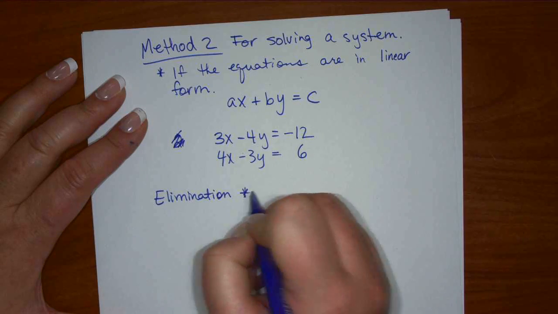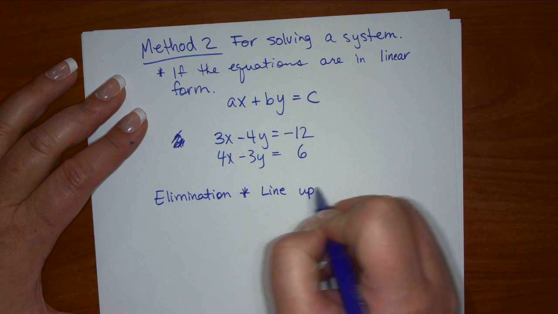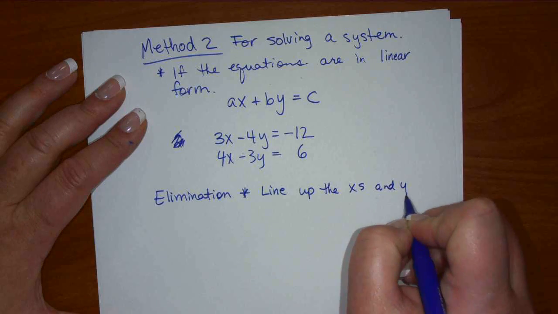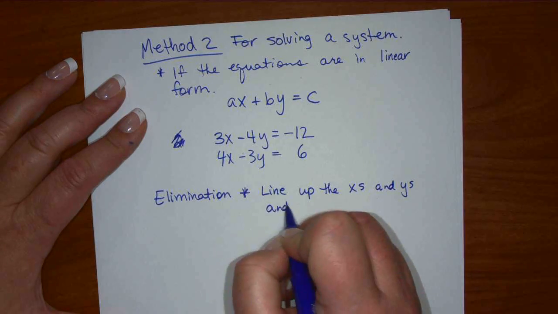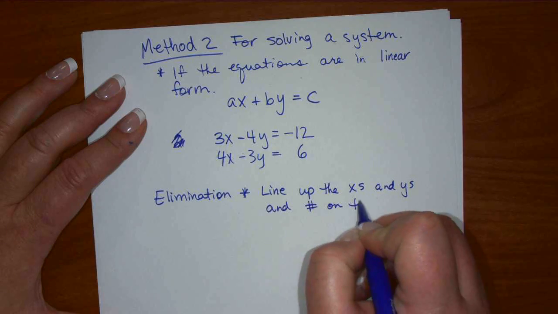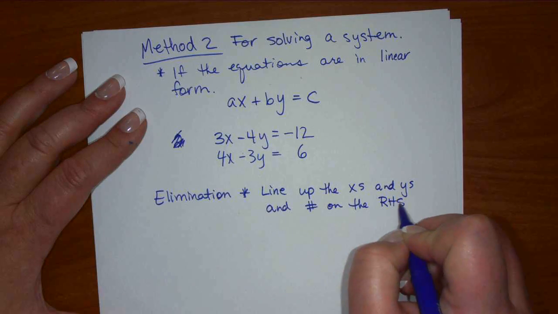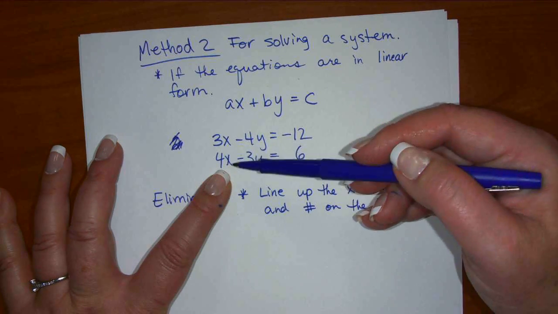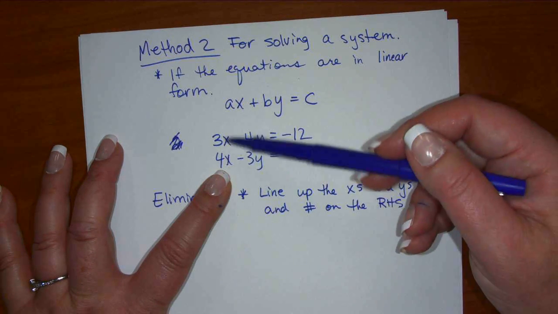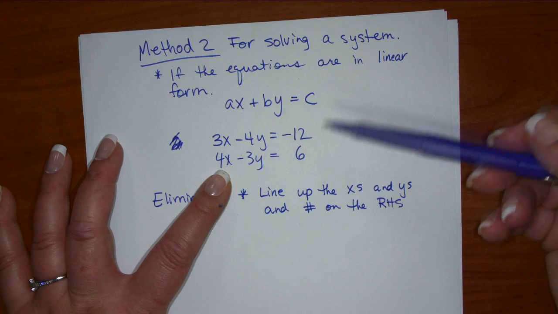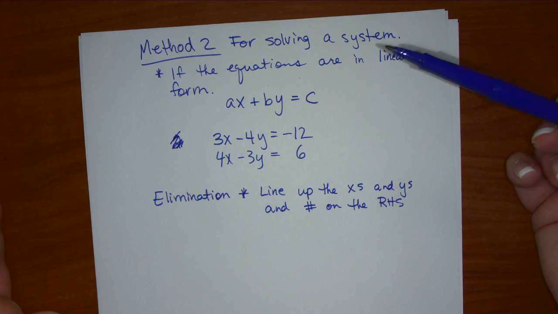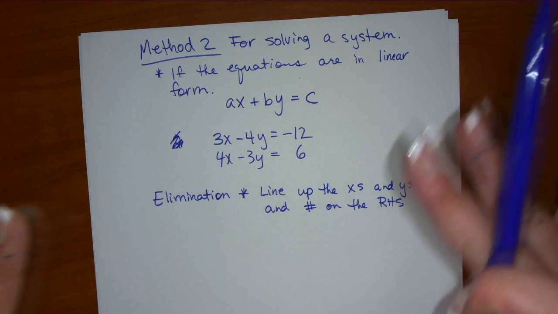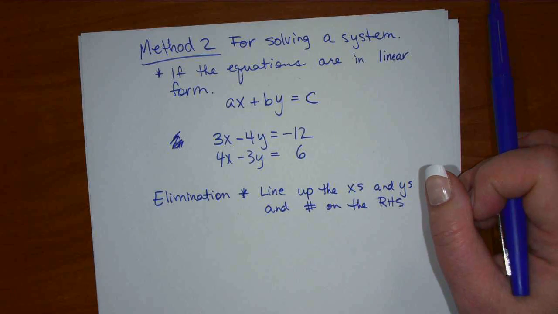So for elimination, it's important to line up the x's and y's and the number on the right-hand side. So I've already written it that way. The x's are lined up, one under the other. The y's are lined up, and the numbers are lined up on the other side. So that's important, okay? If I didn't quite give it to you in the right order, you have to switch it around so that it's the x's, and then the y's, and then the number.